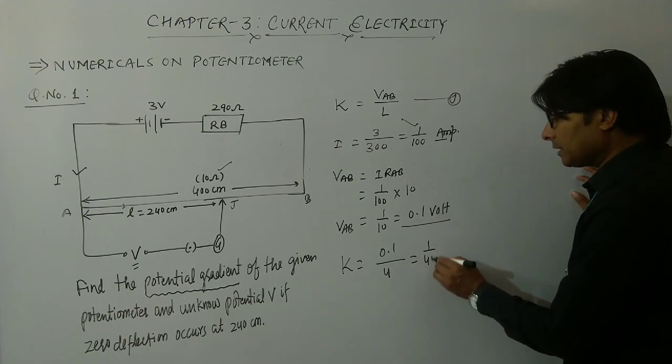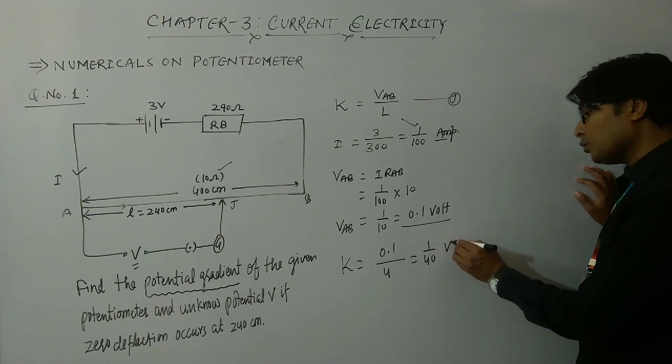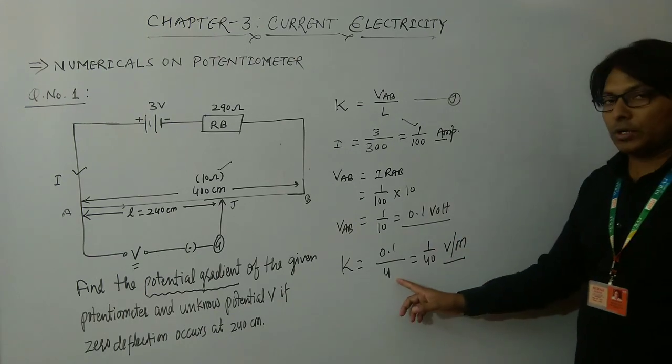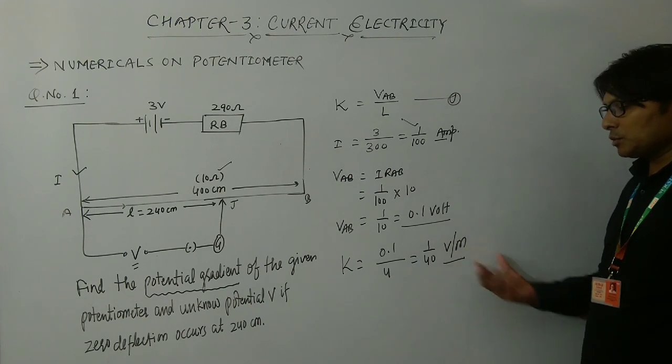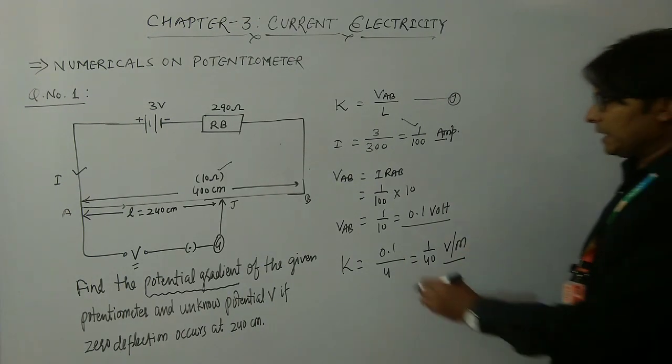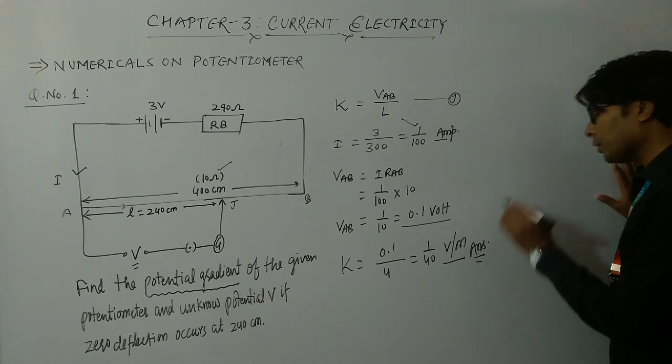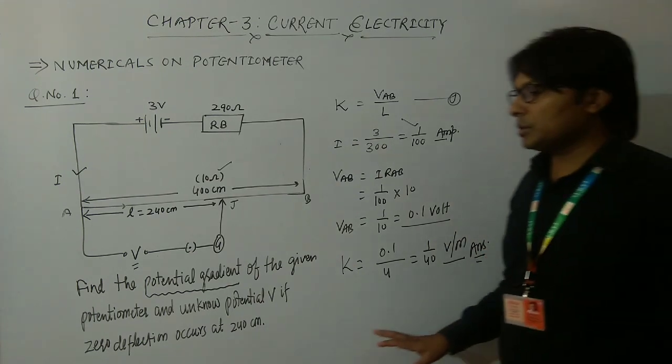1 by 40 we can write down here, and it is volt per meter, not volt per centimeter. If you use 400, then volt per centimeter, otherwise volt per meter. So this is the desired value which has been asked. Okay, now we are coming to the second part.